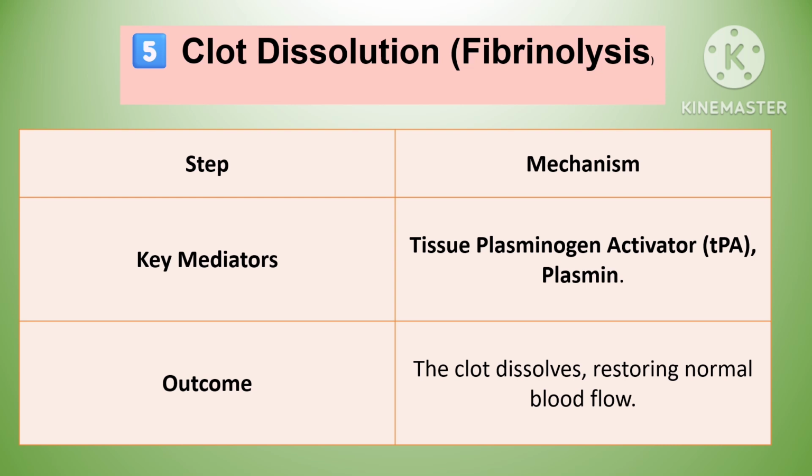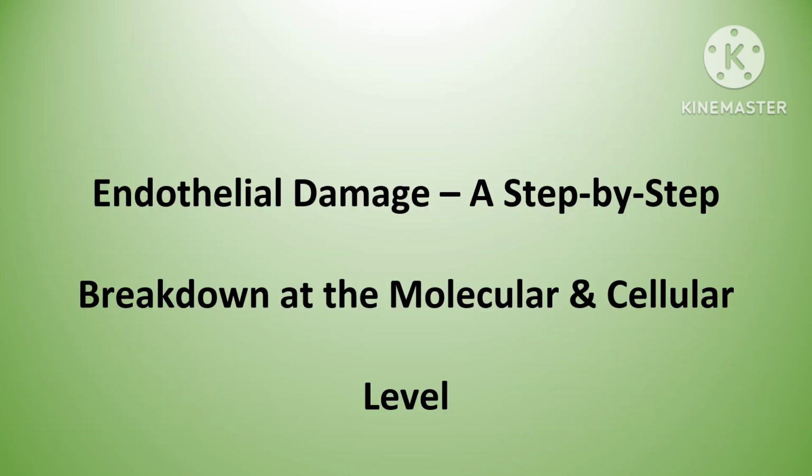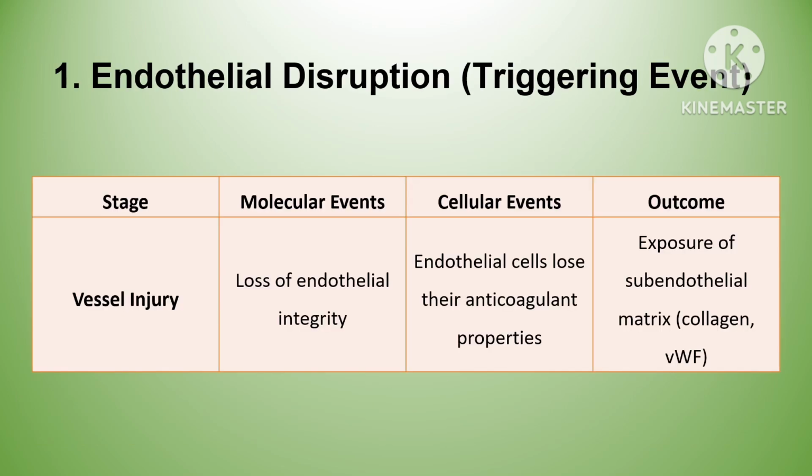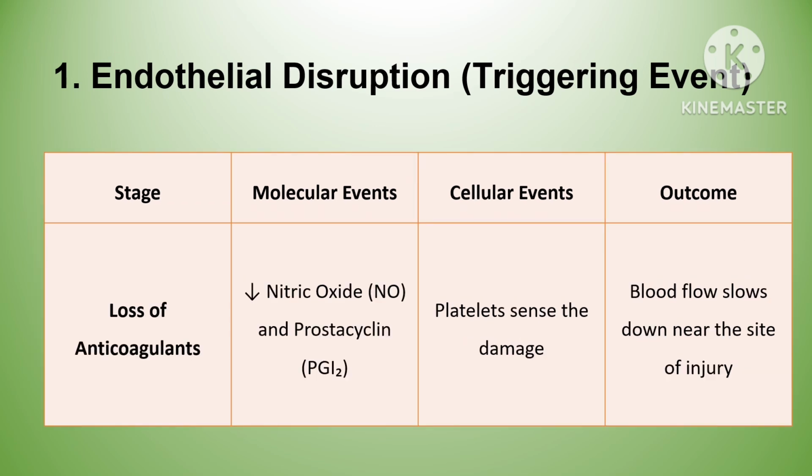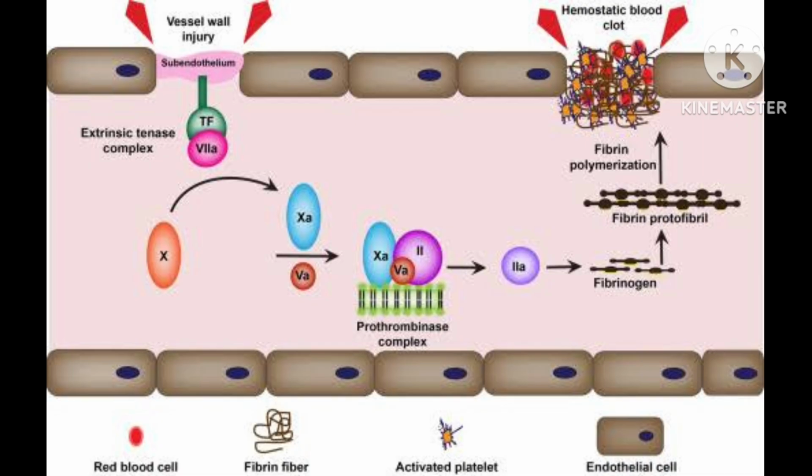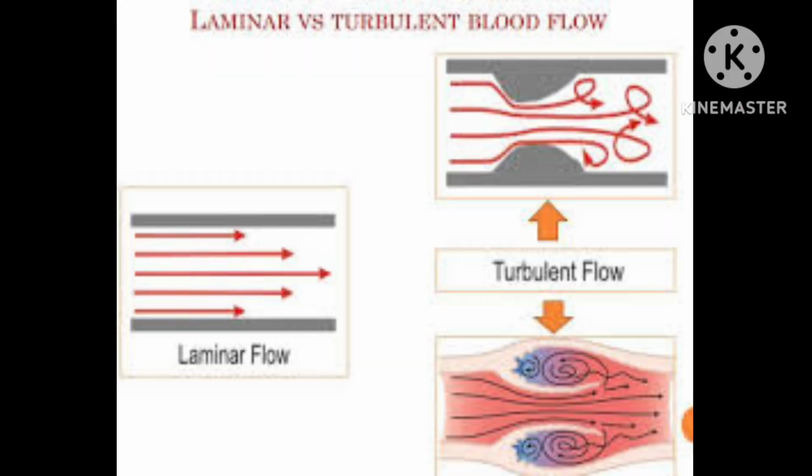So after going through the main phases of hemostasis, let's go through what happens at the molecular and cellular level during hemostasis. First of all, there is endothelium disruption, which is the trigger point. Endothelium is the inner lining of blood vessels, acting as a protective barrier. Under normal conditions, it maintains blood fluidity by secreting anticoagulants like prostacyclins and nitric oxide.